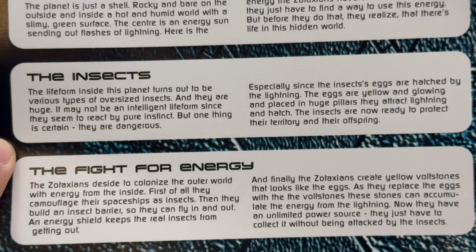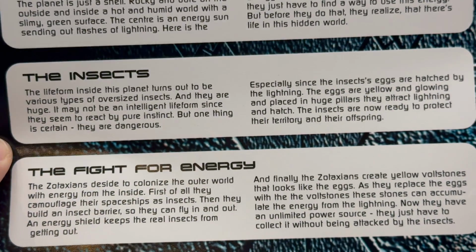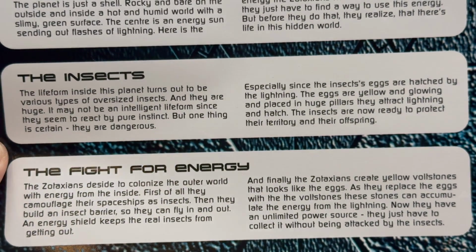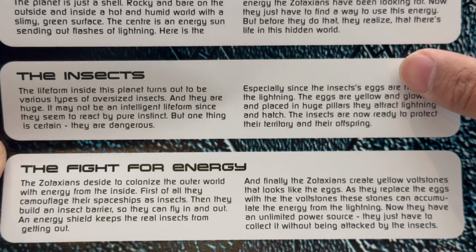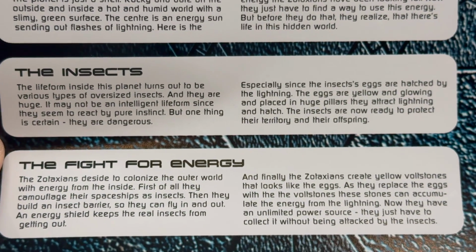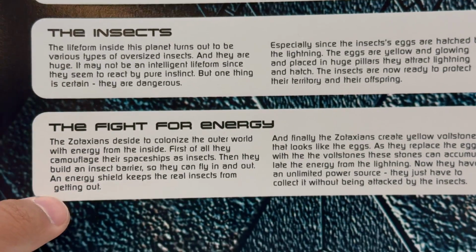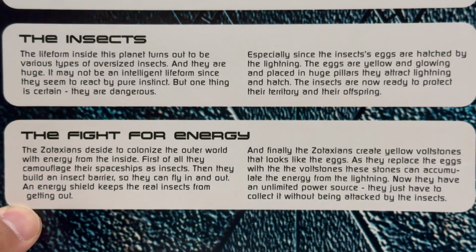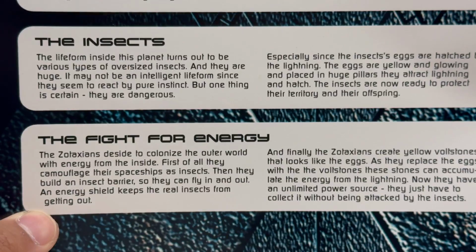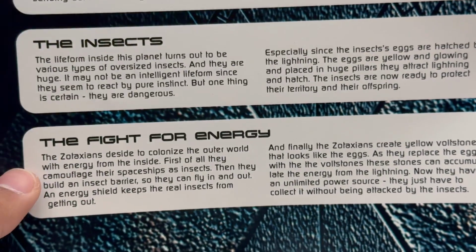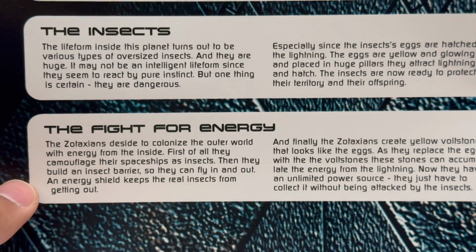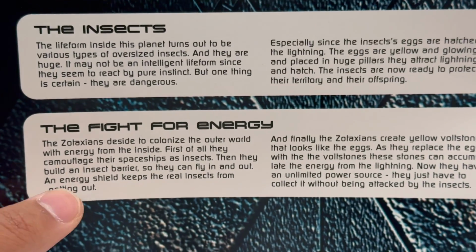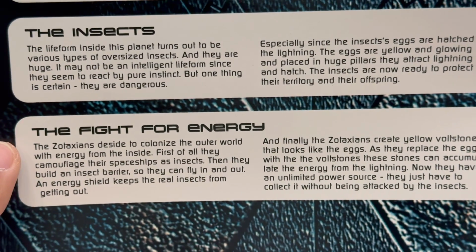So there are oversized insects inside the hidden world. They're not intelligent, they react by pure instinct, but they are dangerous because the insects' eggs are hatched by lightning. So this is really interesting how they're basically protecting their territory and offspring. And these Zotaxians, who are starting to seem like not very good guys to me. I don't know. I mean, they're fleeing an evil emperor, but they're deciding to colonize the outer world with energy from the inside.